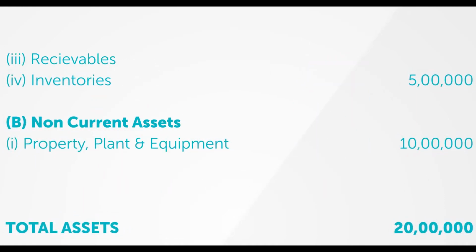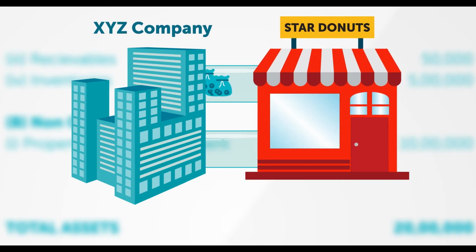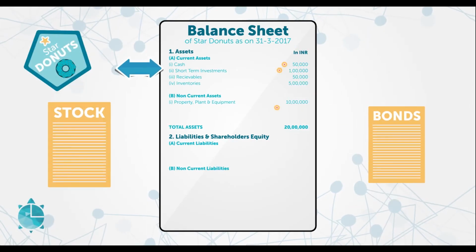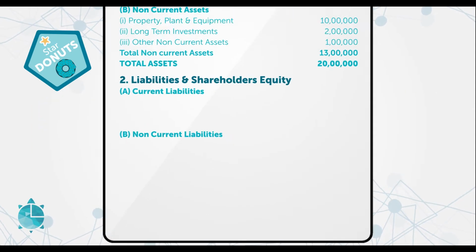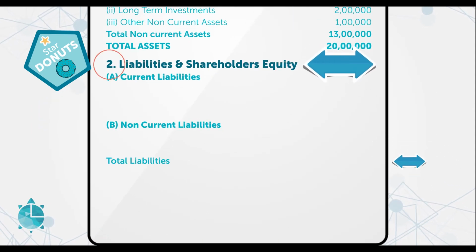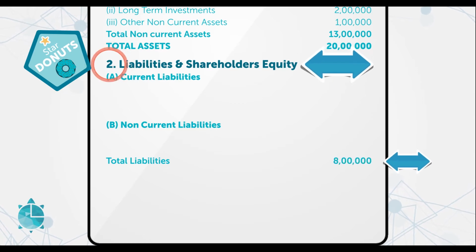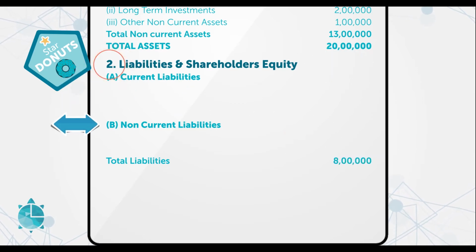Star Donuts has receivables of only Rs 50,000, as the company sells its products on a cash and carry basis. Cash, short-term and long-term investments amount to 350,000. The assets of the company are funded by liabilities to the tune of Rs 800,000, which can be further classified into current and non-current liabilities.